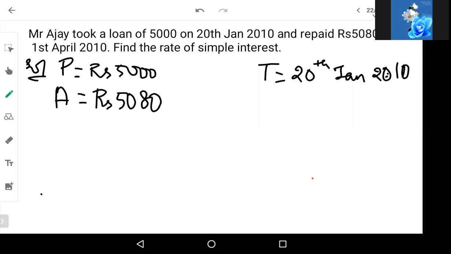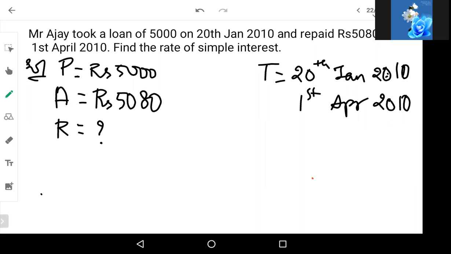Amount is nothing but principal plus interest. So amount is 5080. And he repaid that when? 1st April 2010. So we do not know the R here. We are supposed to find out R. So we know P, we know T, we know A, but we don't know R.